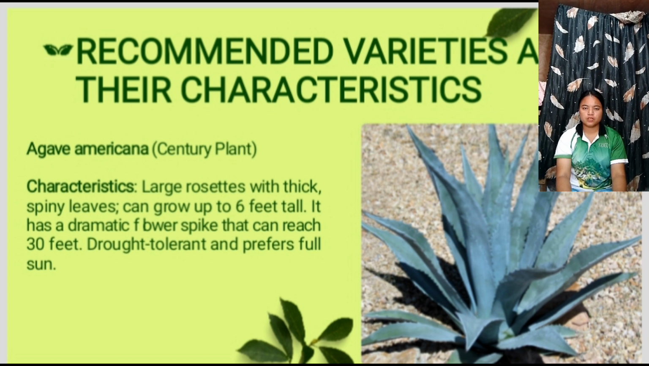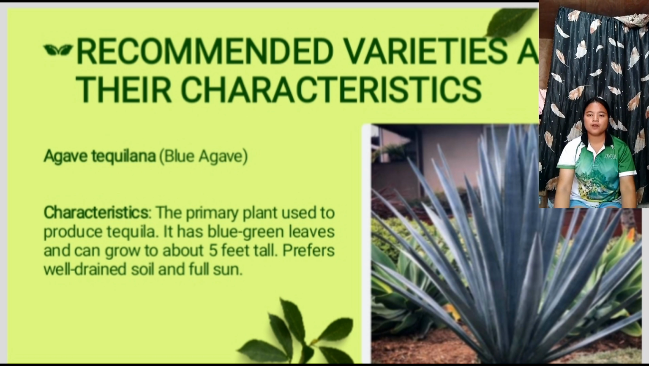to 6 feet tall. It has a dramatic flower spike that can reach 30 feet, drought tolerant, and prefers full sun. So for the Agave tequilana, their characteristic is the primary plant used to produce tequila. It has blue-green leaves and can grow to about 5 feet tall. It prefers well-drained soil and full sun.